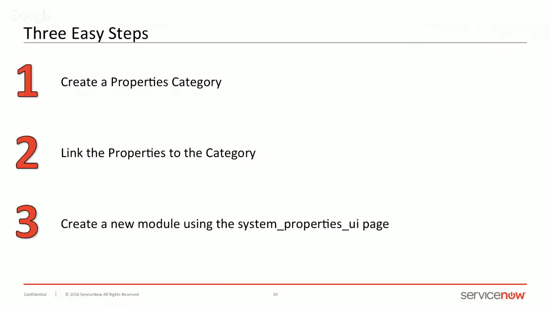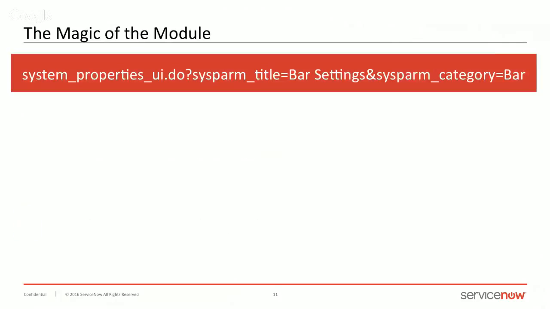Very easy. It's a slush bucket. You just move them around. And then we're going to create a module that calls the sys_properties_ui page. And that's the name of it. And you go, whoa, whoa, whoa. That last part sounds like voodoo magic mumbo jumbo to me. Not really. It's actually pretty easy, and I'll show it to you live.